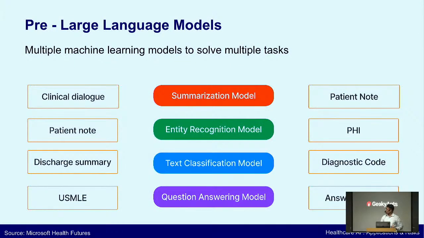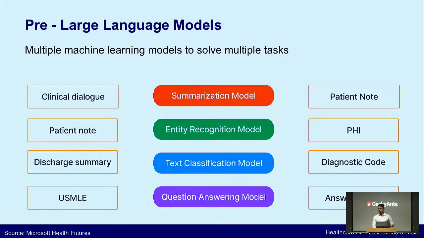Now jumping to the pre-large language model era, what was happening is that we had multiple machine learning models to solve multiple tasks. For example, for clinical dialogue, we have a summarization model that summarizes this clinical dialogue. Now we have an entity recognition model, a text classification model, and a question answering model. So the main thing is that we have multiple machine learning models to solve these multiple tasks. Each task we are targeting with a different machine learning model.